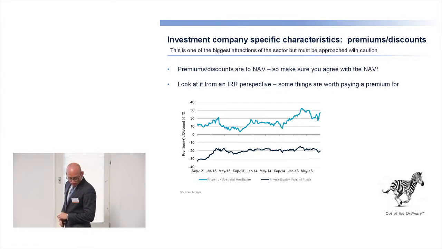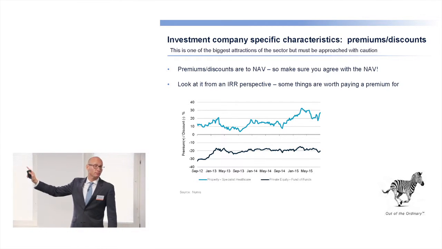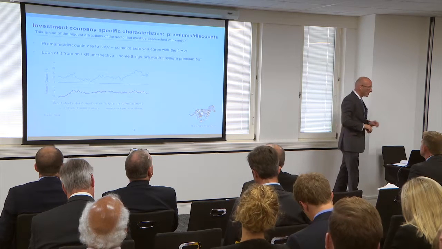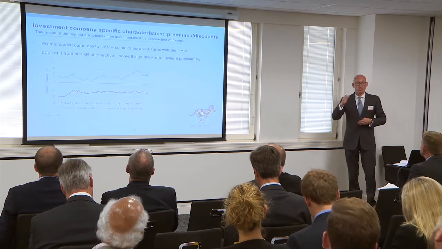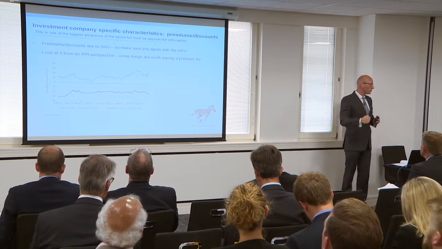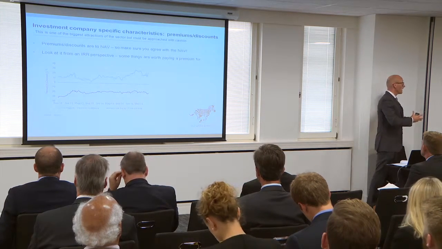Another example here. Here we've got the property specialist healthcare sector. This is basically GP surgeries. And the bottom line is the private equity fund of fund sector. Now, premiums and discounts to NAV are a measure of the difference between a share price and an NAV. You can't question the share price. The share price is what the share price is. But you may question whether you believe the NAV. And if you think that the NAV is different to the published NAV, then the headline premium or discount may be different. I'll give you an example.